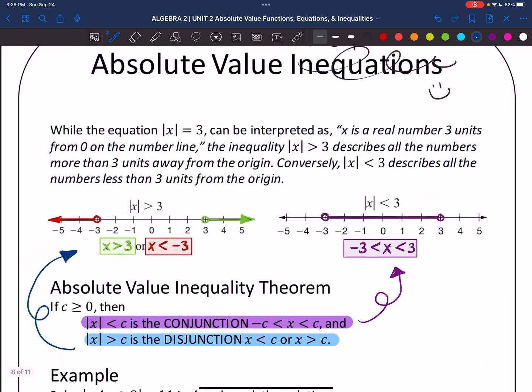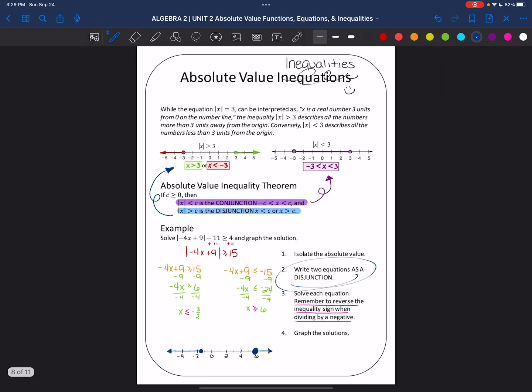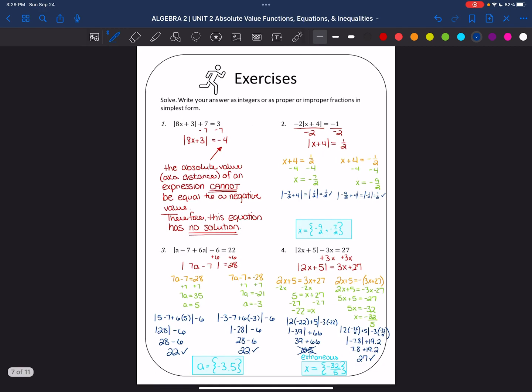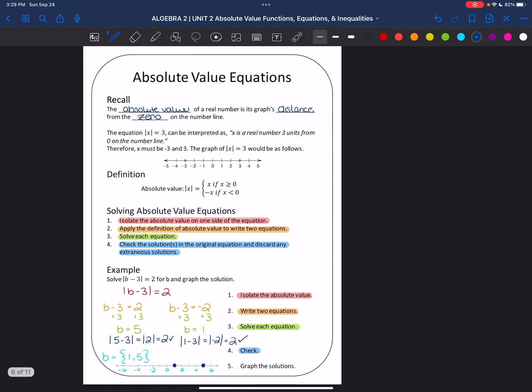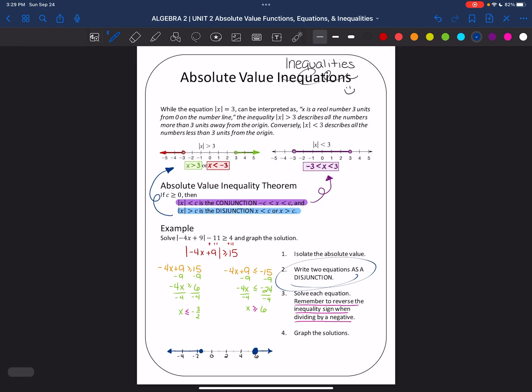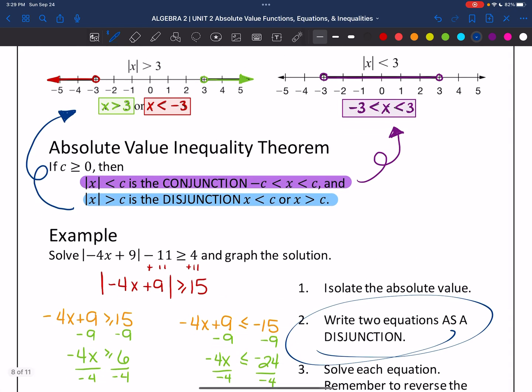Ladies and gentlemen, that is actually all that I wanted to show you in this video. It's not a whole lot of new information. It's going to feel very much like solving our equations, but when it comes to graphing them, we do have to graph the region as described by that inequality symbol, everything greater than or everything less than. And the only other big thing to keep in mind is you're going to have one of these two types, a conjunction when you graph it or a disjunction when you graph it.